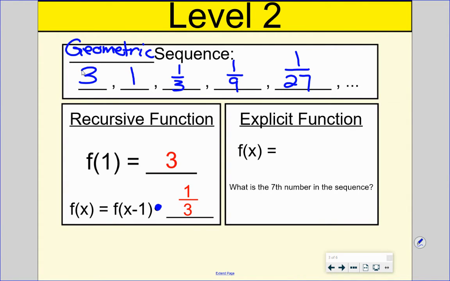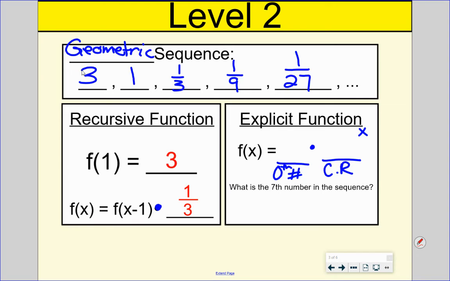Okay, so there's our numbers in our sequence, and they would continue on. And we also need to write down what our explicit function is. Remember, an explicit function in a geometric sequence is we need the 0th number multiplied by our constant ratio to the x power. So let's fill these numbers in.